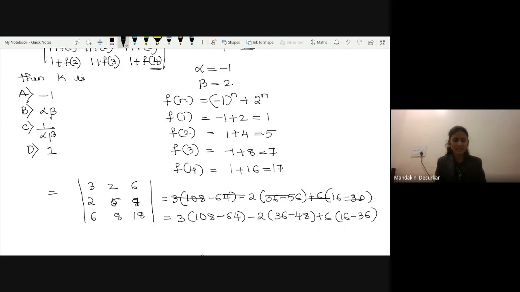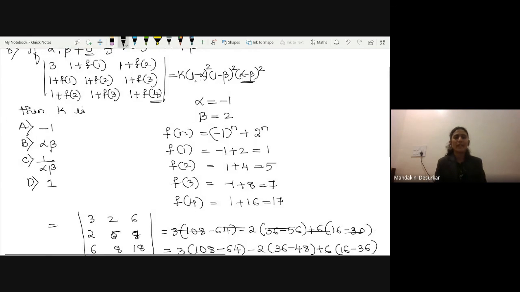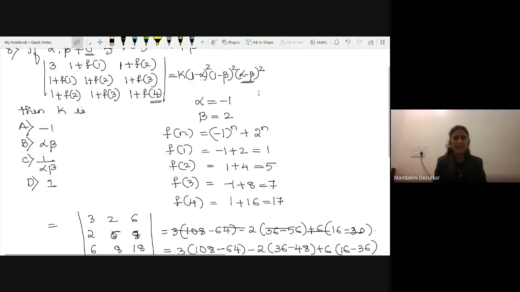So what is the answer that I get? I get 132, and minus of minus will be plus, so plus 24 minus 120. So the answer is 36. Now what do I have? K, if I put the value of alpha to be minus 1, what will I get? So that is K here.